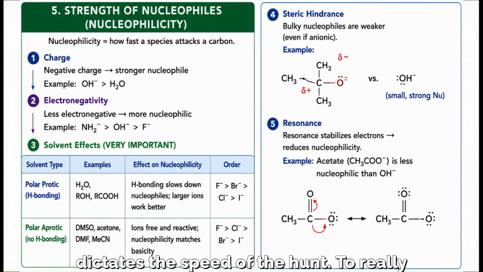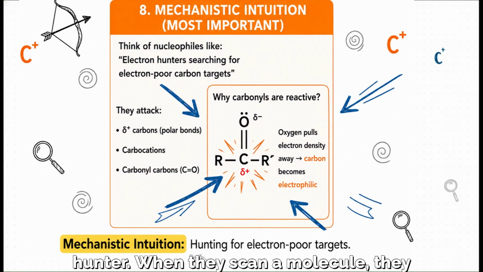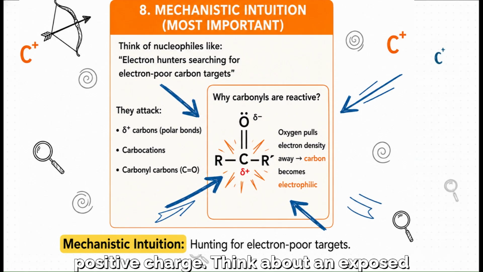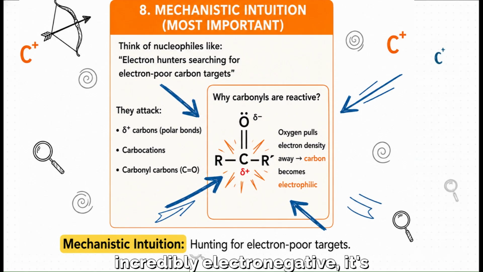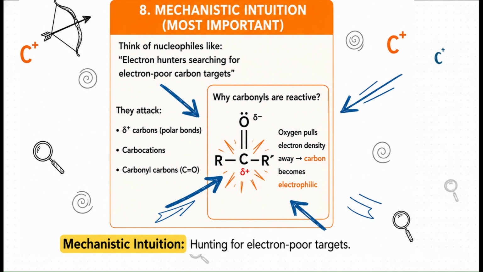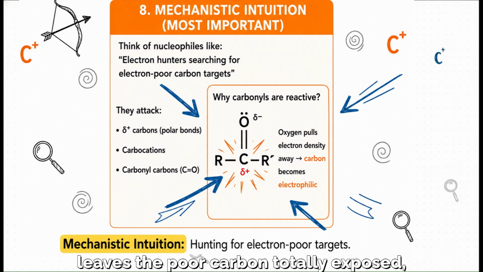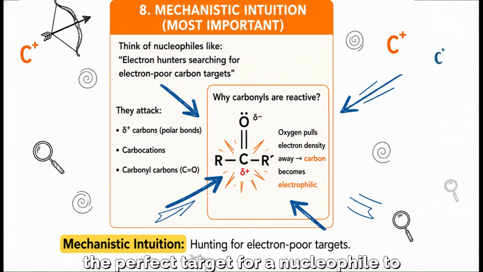To really build your mechanistic intuition, you have to get inside the head of the hunter. When they scan a molecule, they are hunting for electron-poor targets, specifically carbons with a partial positive charge. Think about an exposed carbonyl group. Because oxygen is incredibly electronegative, it selfishly hogs the electron density, pulling it away from the carbon. That leaves the poor carbon totally exposed, partially positive, and highly electrophilic. I mean, it is absolutely the perfect target for a nucleophile to strike.